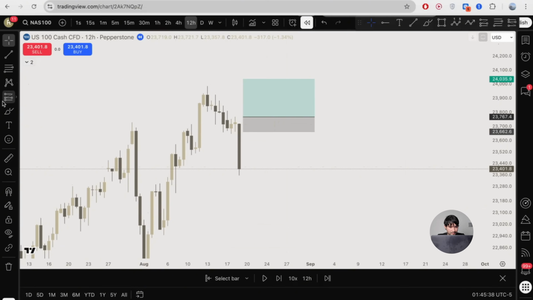Okay, so there was no entry there. Like I said, with these dojis, either you're going to have a crazy move up or a crazy move down, but the trade did not confirm us here.